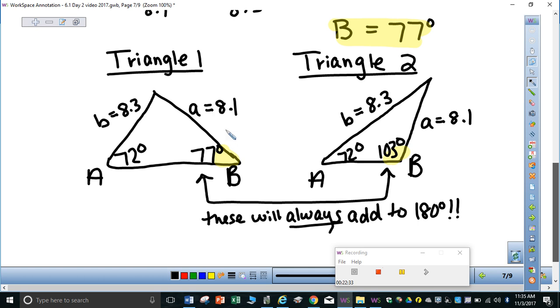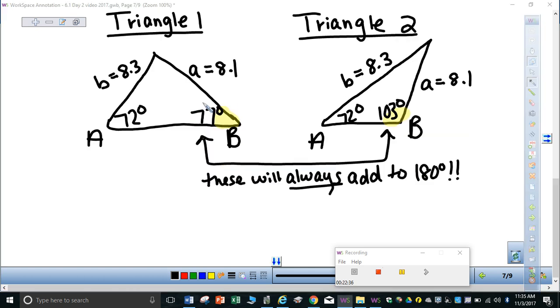All you need to do is take whatever answer you get for angle B. It's always going to be the acute angle that you get from your calculator. Just subtract it from 180 to get the other one. Okay, so that's a step that you really need to memorize.